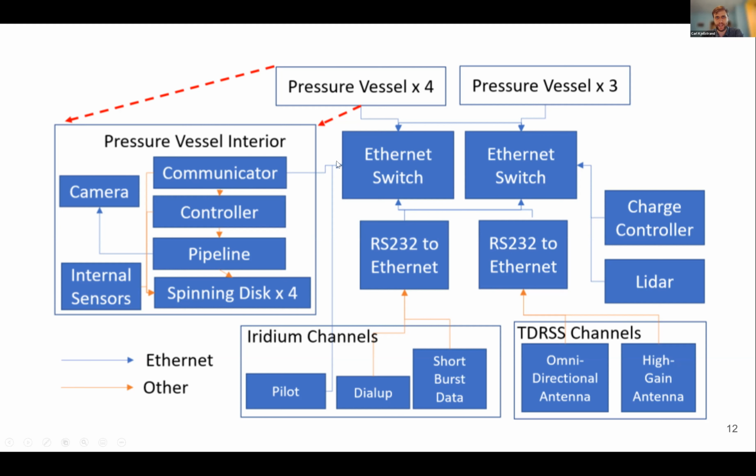And then we basically set up a local network on our balloon that had as few single point failures as we could manage, and interfaced with, again, both the Iridium satellites and the TDRS satellite, the channels.